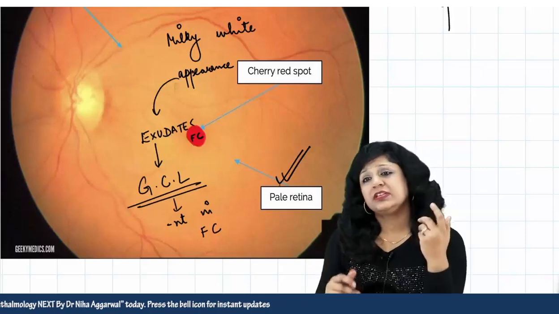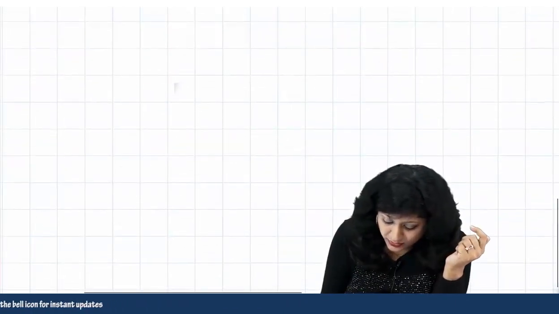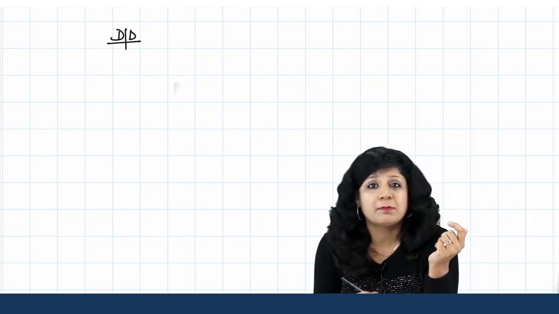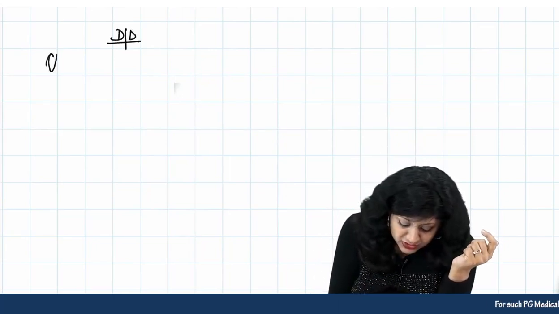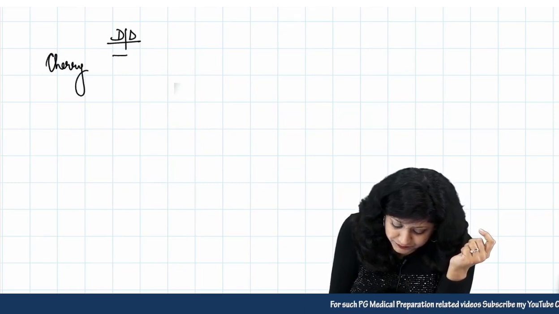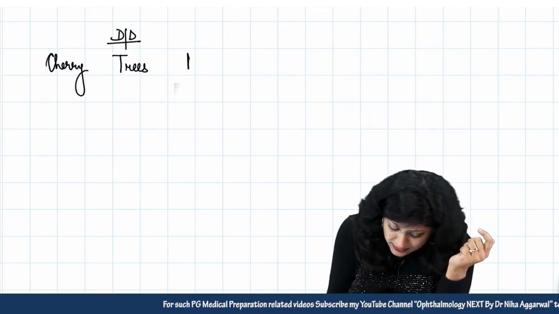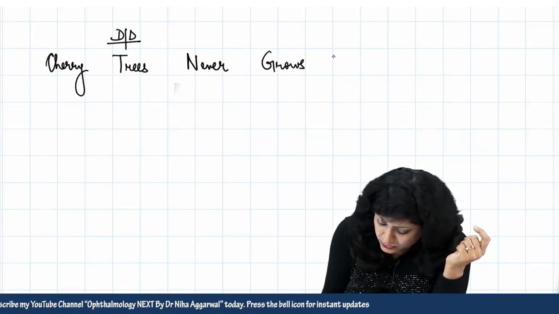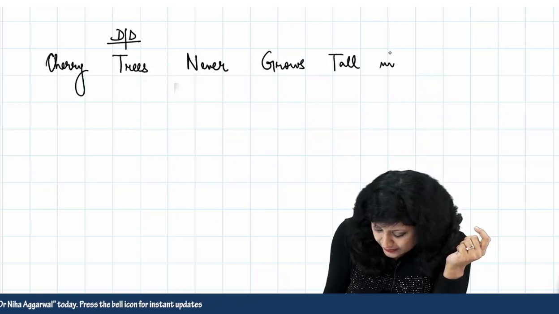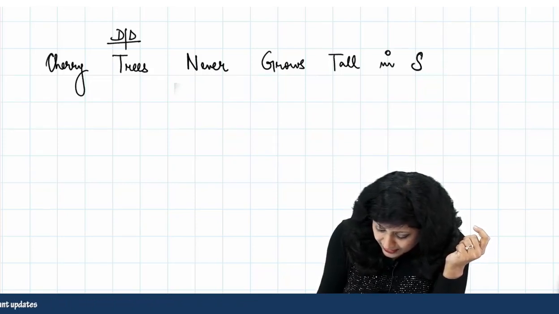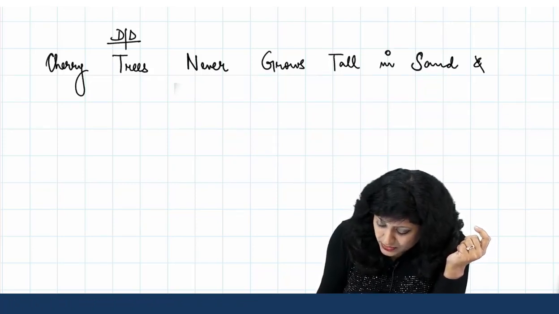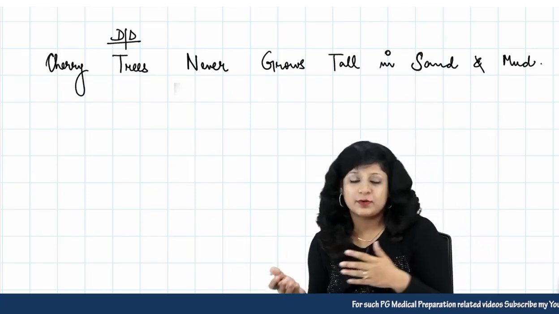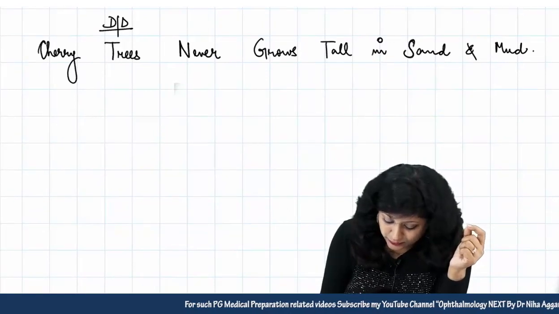Now coming to the DD, very important. What is the DD of the cherry red spot? So you can remember an important mnemonic: the cherry trees never grows tall in mud and sand. Okay, cherry trees never grows tall in sand and mud, or mud and sand. Now what are they going for?